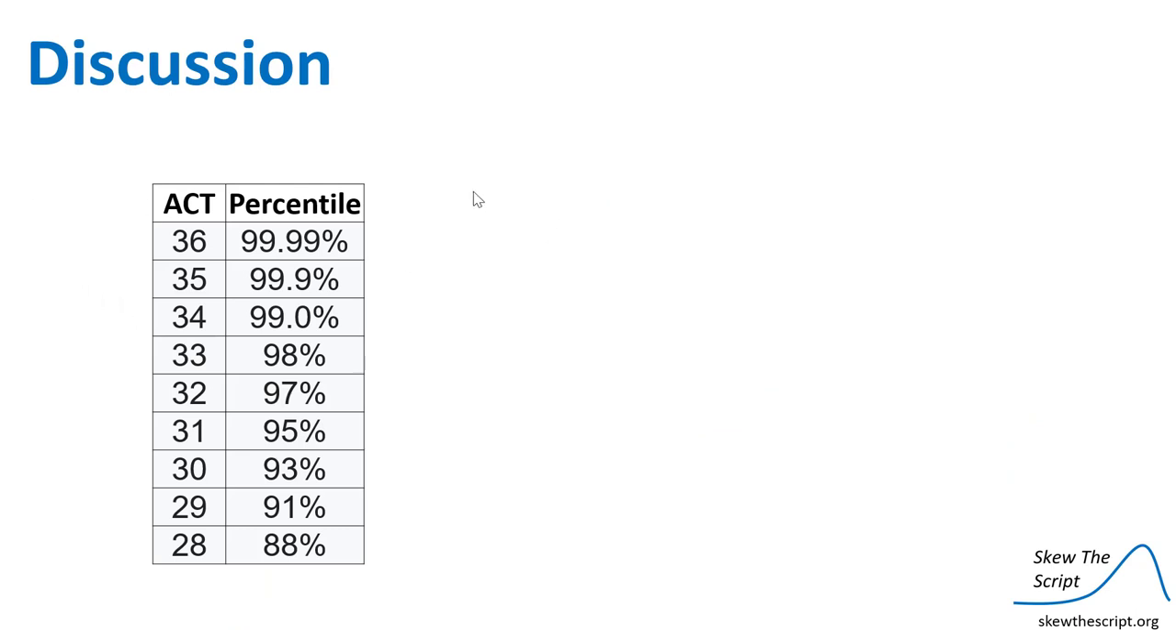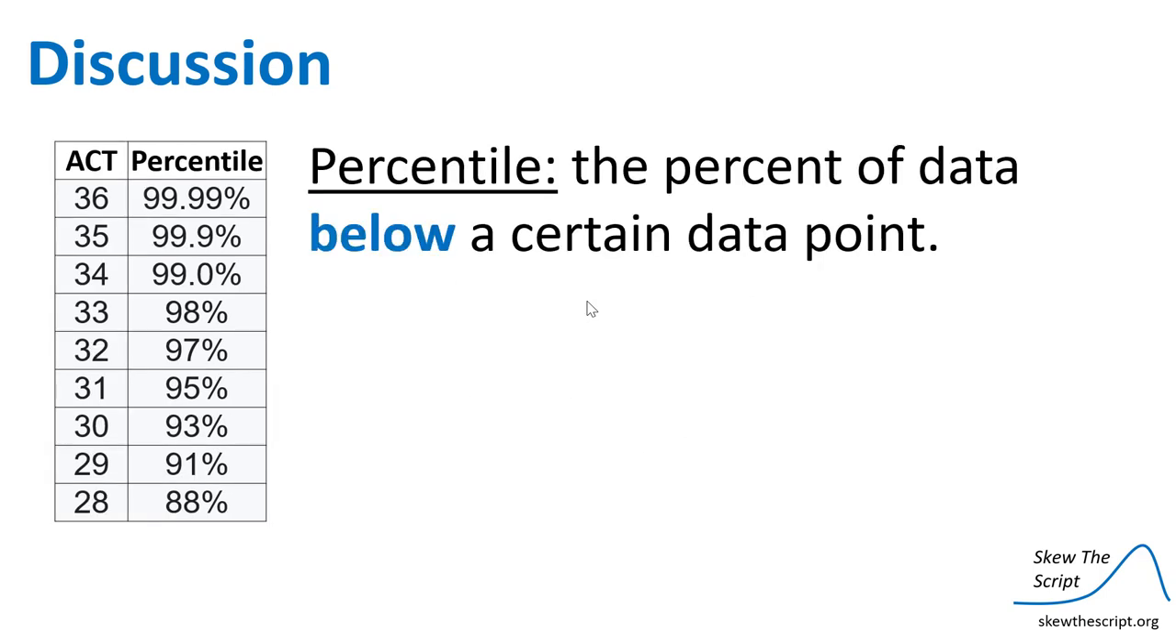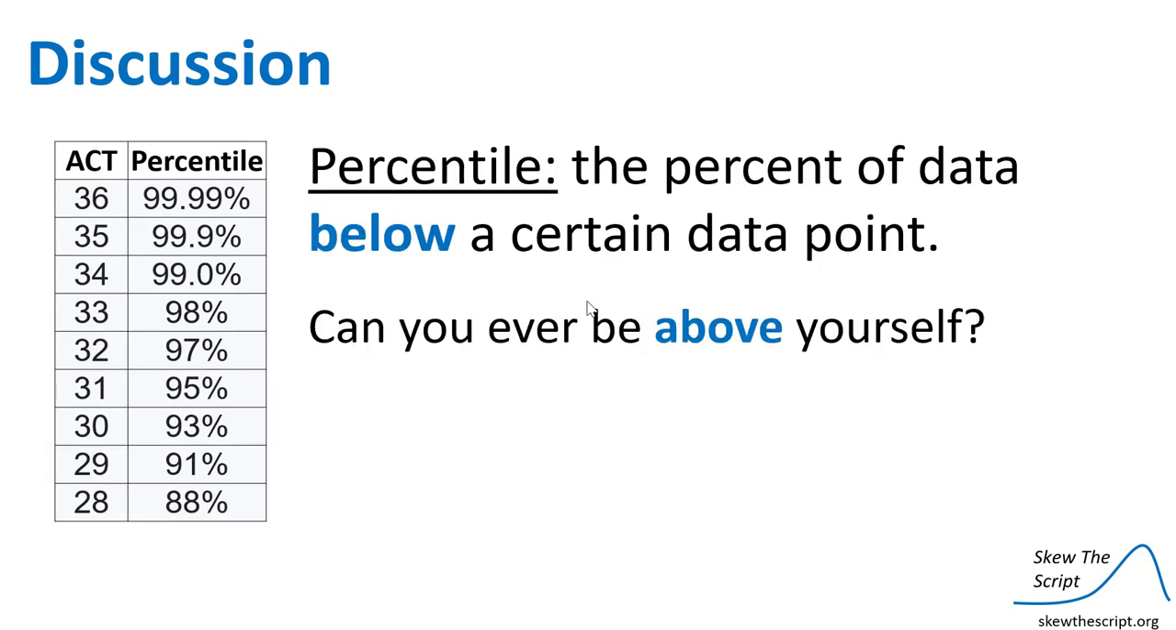So what I want you guys to think about, and we're going to discuss, I'm going to go back to these ACT scores. I know that this is something you guys are really into right now, applying for colleges. When I look at this percentile, I want you to think, why isn't the maximum ACT score, a 36, in the 100th percentile? Think about it. Why are 100% of values not below? And then can you ever be above yourself? Think about these things, and we will talk about this on Friday.